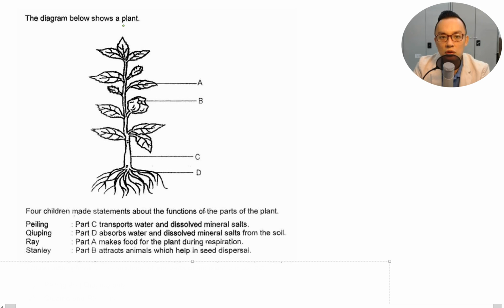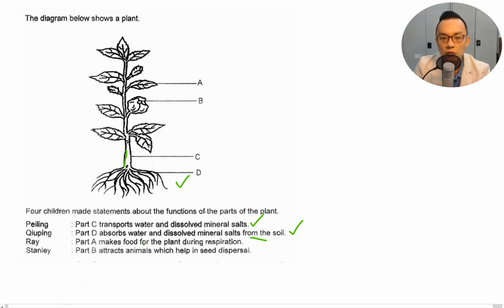The diagram below shows a plant, A, B, C, and D. 4 children made some statements. Part C transports water and dissolved mineral salts. So part C, which is the stem, transports water and dissolved mineral salts. So that is actually correct. There are food and water tubes in the plant, and they transport water and dissolved mineral salts. Part D absorbs water and mineral salts from the soil. Part D is the roots, so that is correct.